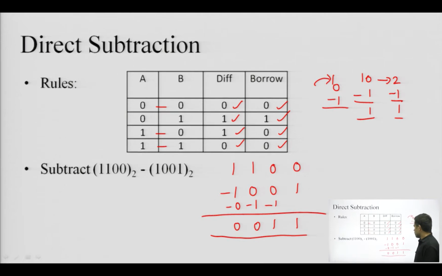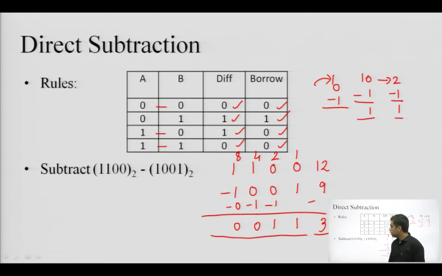So, we can also verify whether it is correct or not if we use these weights 1, 2, 4 and 8. So, this is 8 plus 4, that means it is 12, and this 8 plus 1, this is 9, and this 2 plus 1, this is 3. So, if I subtract 9 from 12, I should be getting 3, which is the correct answer. Okay. So, in this way we can perform direct subtraction.